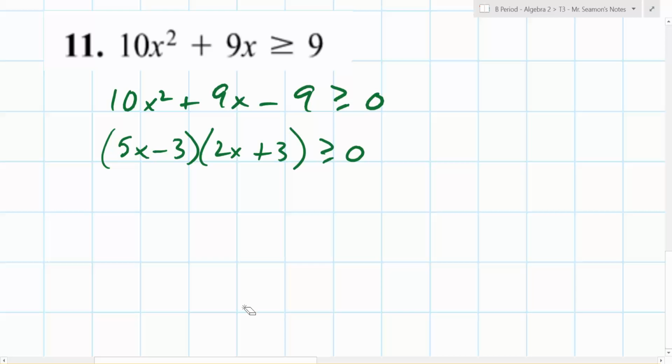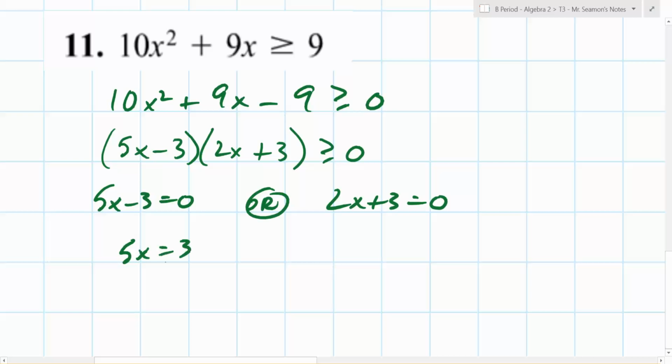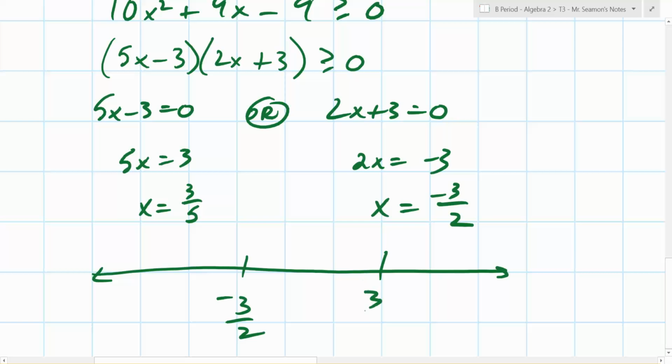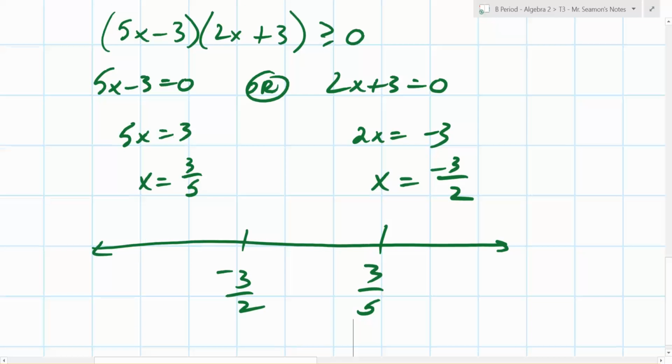So what does that mean? We need to know where it equals 0, right? And then we make the zones. So 5x minus 3 equals 0, or 2x plus 3 equals 0. So 5x equals 3, x equals 3/5, 2x equals -3, x equals -3/2. So then you graph those points, right? So you have -3/2 and 3/5. And then what's a good number in between those two? What's the best number in between to test? How about 0?